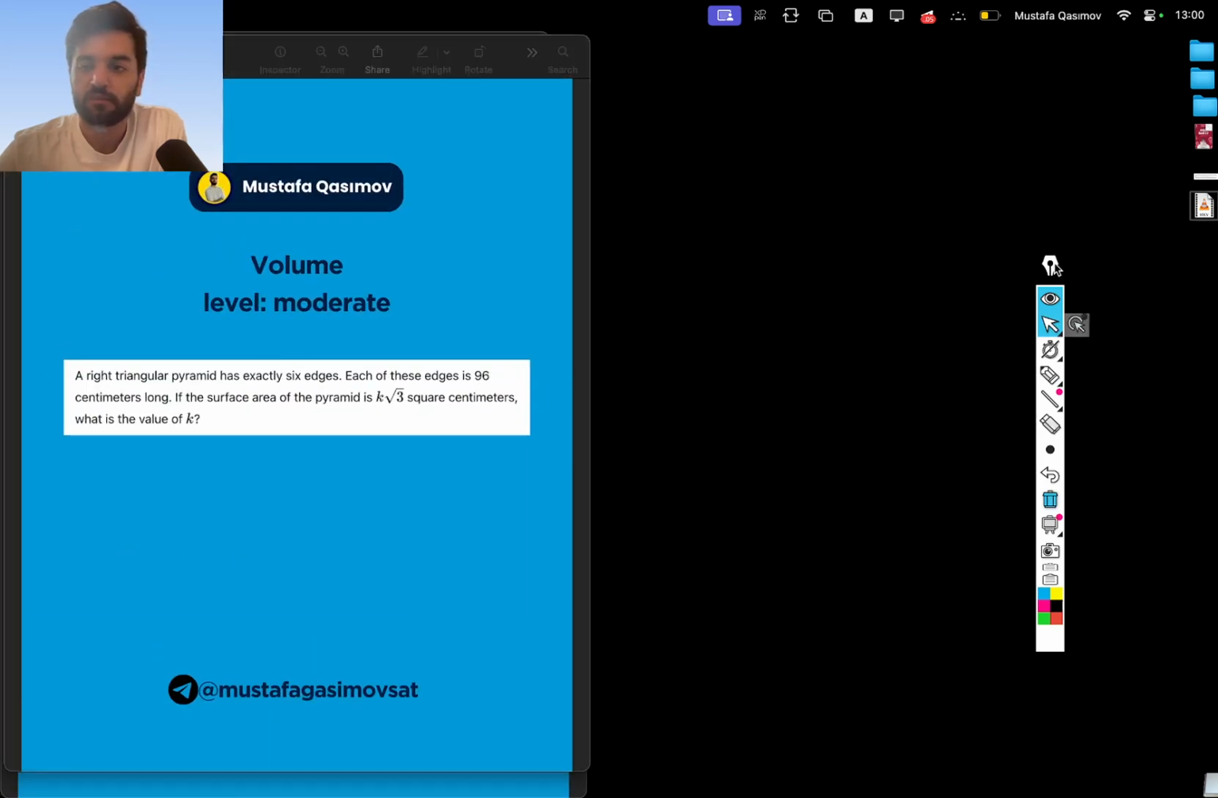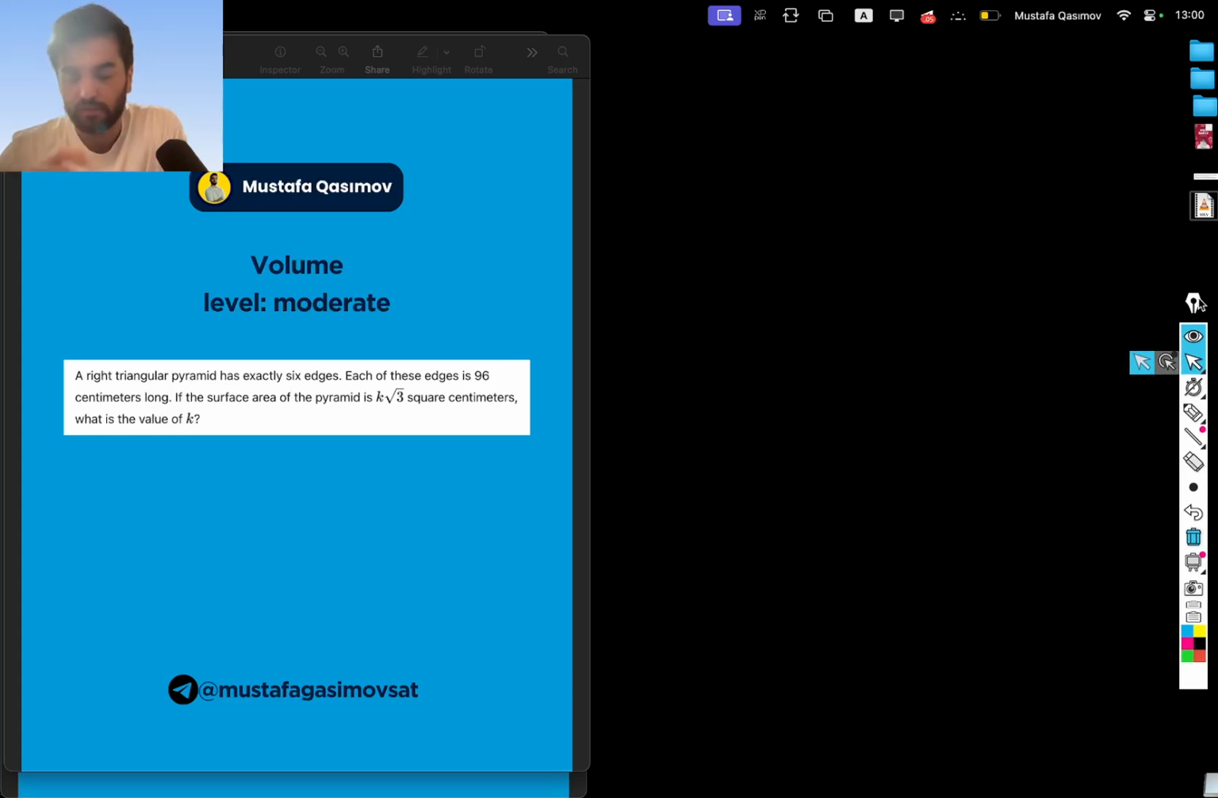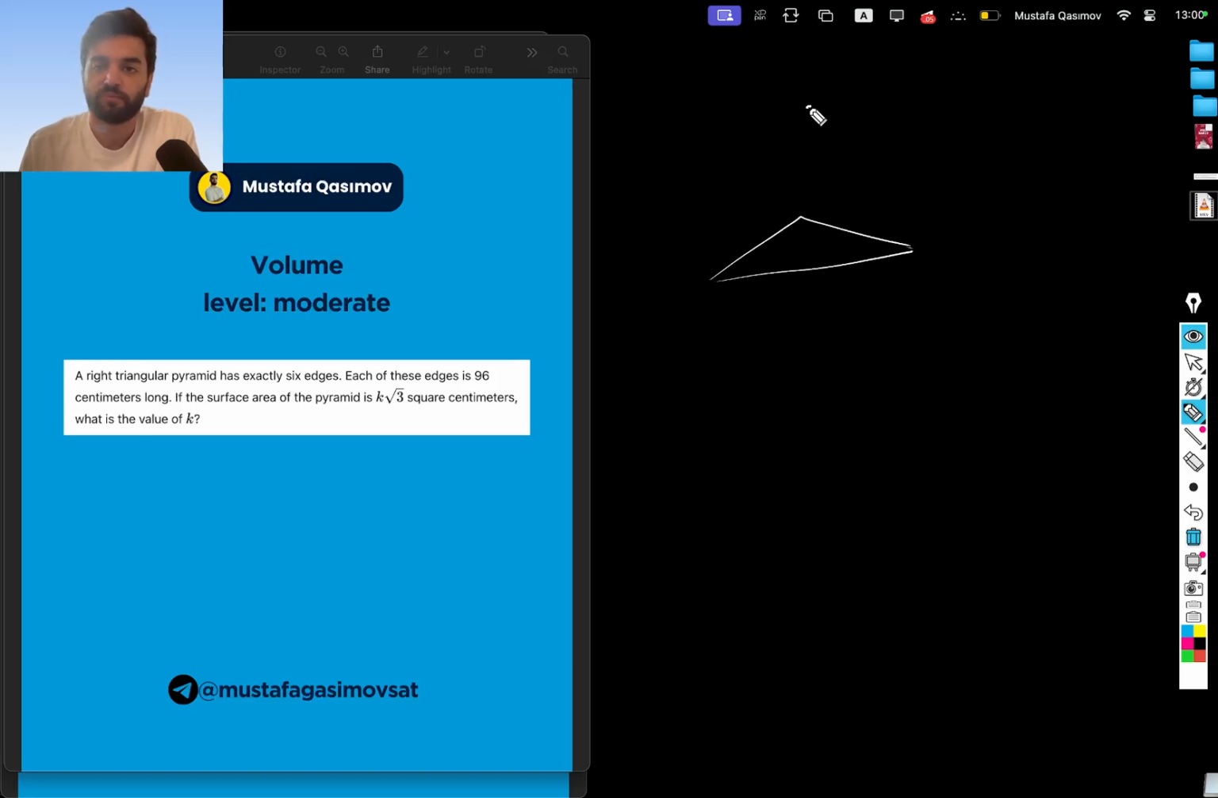For 5, it's again a pyramid question, but right now it is a triangular pyramid. A triangular pyramid means that the base is a triangle, like this. We have a point here, so it will be like this. And it says that each of these edges is 96 centimeters long. 96, 96, 96, 96. Okay, it continues like this. If the surface area of the pyramid is equal to k squared root of 3, what's the value of k?